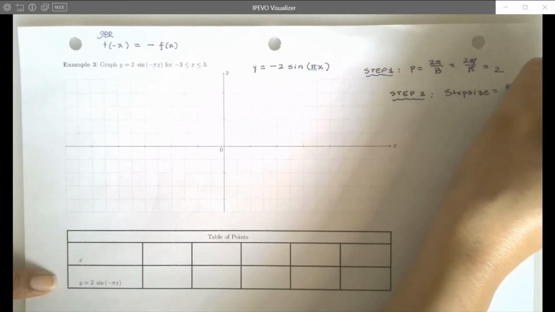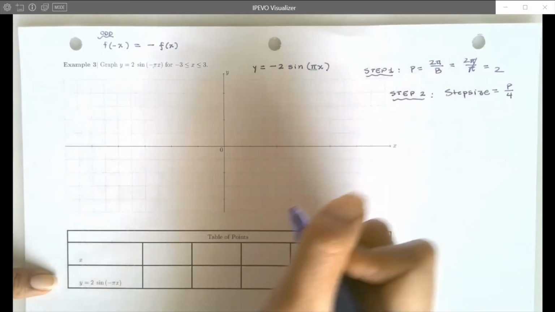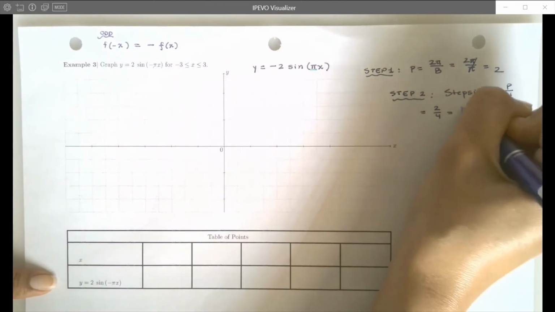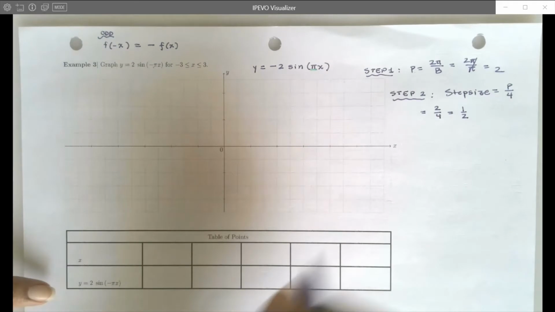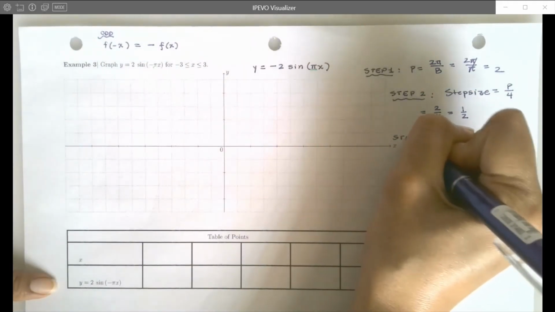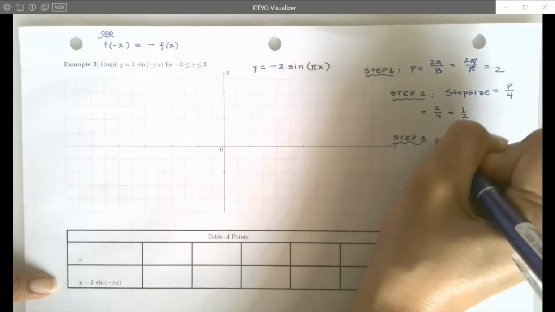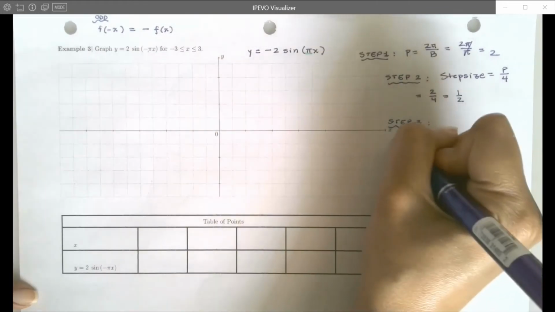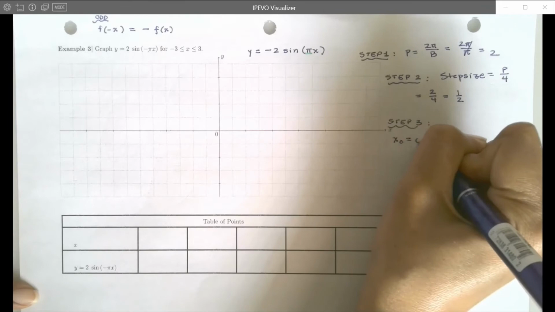And the step size is going to be the period over 4. That means that we have a 2 over 4 for a final step size of 1/2. Alright, so now we need to find the x values, starting with x0 being 0.